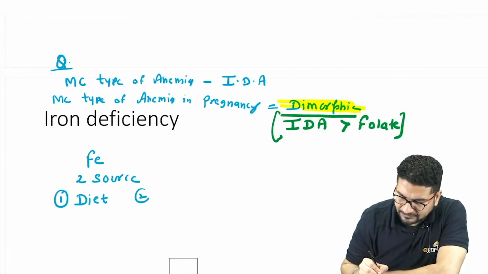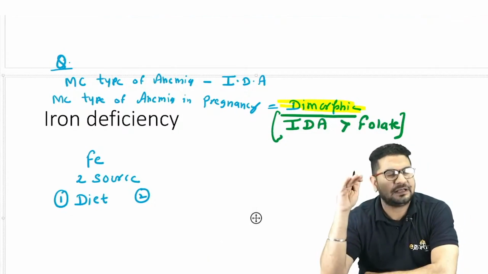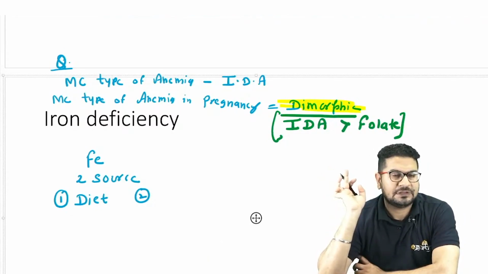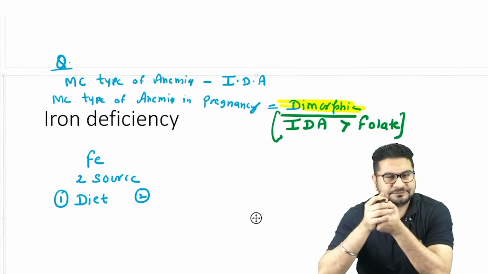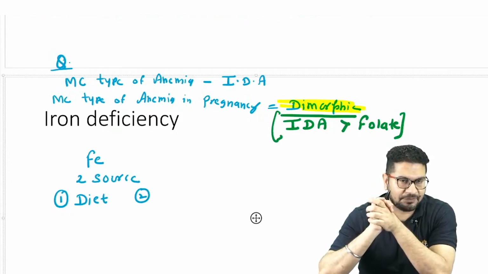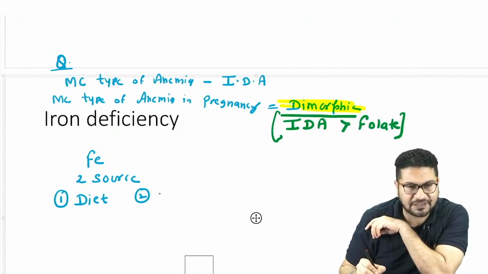The second source of iron is some RBCs that have completed their lifespan of 120 days. Some RBCs have lived their whole life, then they are dying. When they are dying, they will release iron. Am I clear? Getting me or not? These RBCs are called senescent or destroyed RBCs.